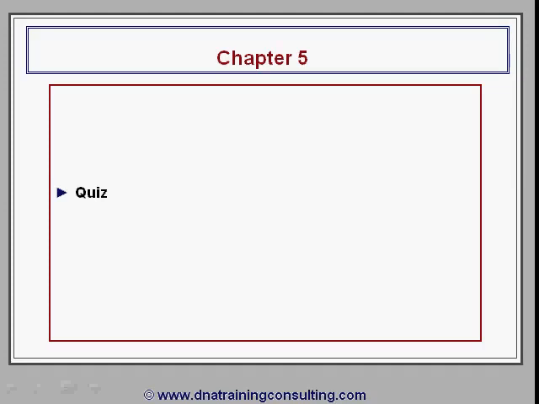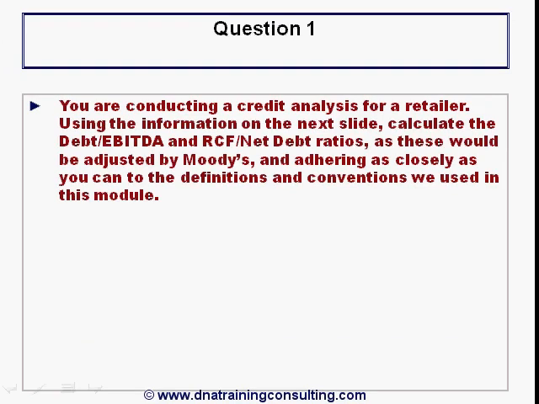This final chapter, Chapter 5, contains 4 quiz questions to test your understanding of these materials. Question 1. You are conducting a credit analysis for a retailer. Using the information on the next slide, calculate the debt to EBITDA and RCF to net debt ratios, as these would be adjusted by Moody's, and adhering as closely as you can to the definitions and conventions we used in this module.